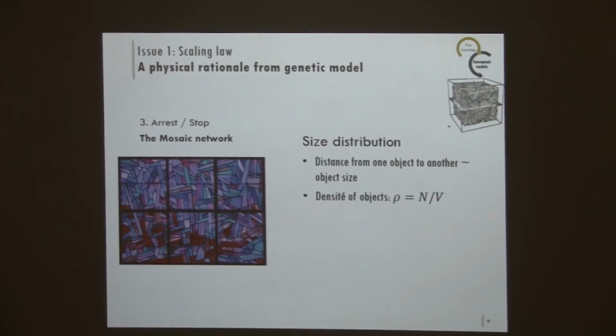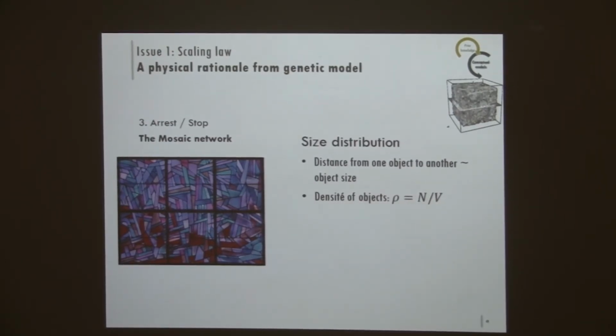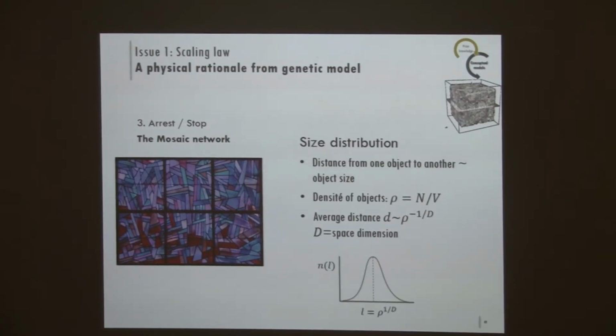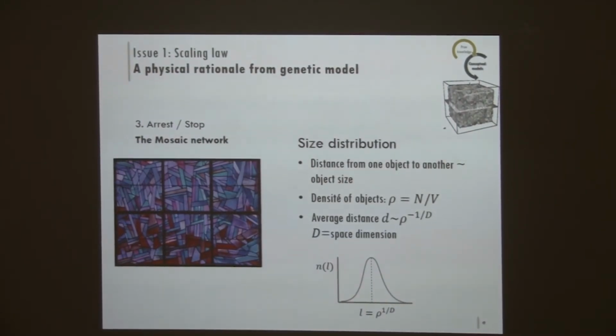Okay, so if you have a certain density of objects, the number divided by the total volume of your system, the average distance is the density to the power minus 1 over d, where d is the space dimension. So for this mosaic it is 2, and in 3D for the fracture system it is 3. If you do that, you can predict that the distribution should look like that. Okay? So this is not a power law distribution.